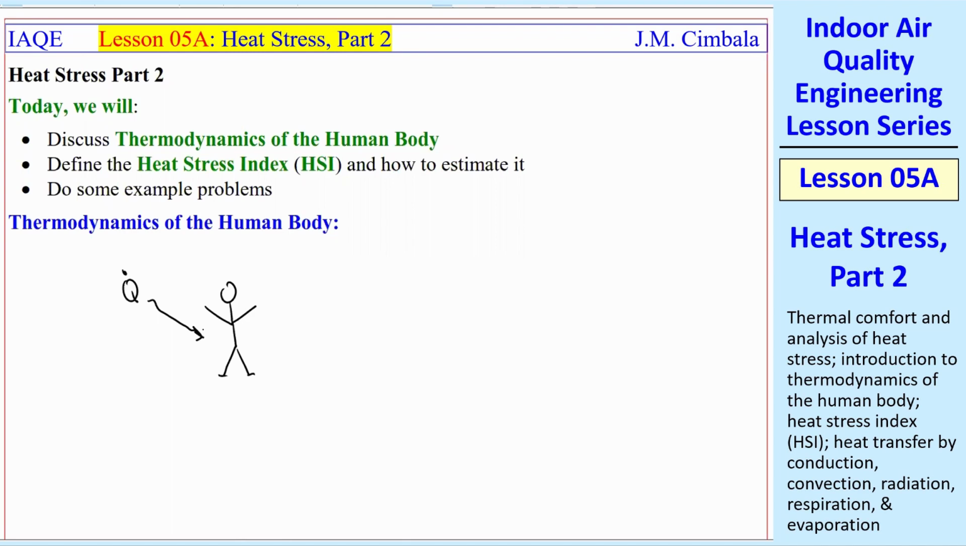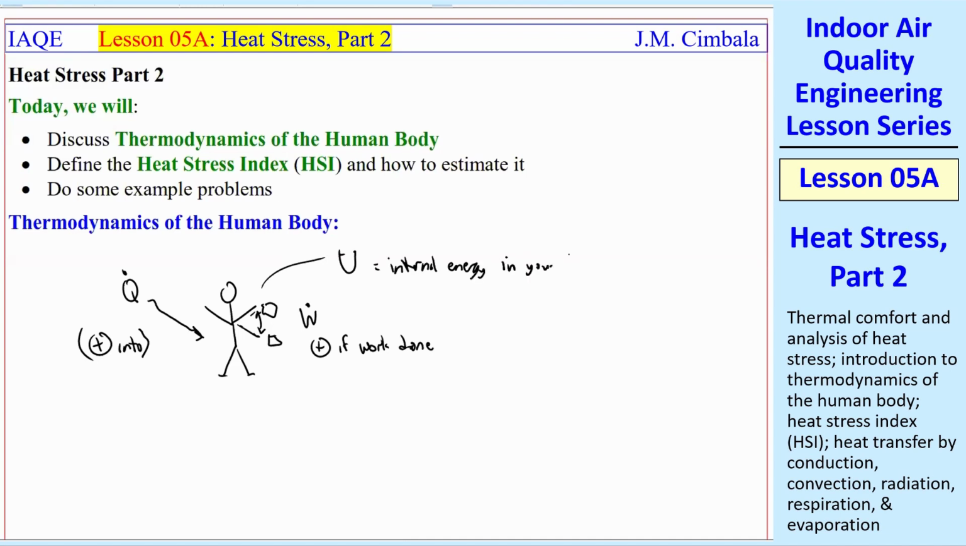So heat is defined as positive into the control volume. So your body is the control volume. You're doing work, lifting some kind of weight up and down. W dot is the rate of work that you do by the body. So it's positive if work done. And then inside your body, you have some capital U, which is the internal energy of the control volume. So this is the internal energy in your body.